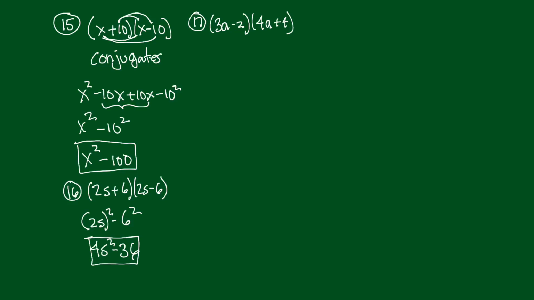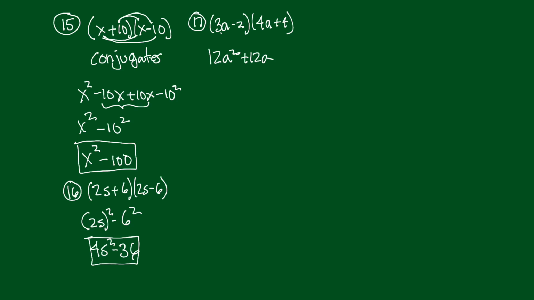Now 17, this just looks like a binomial times a binomial. So let's just multiply through. So we'll get 3a times 4a. I'm just going to do it. 3a times 4a, 12a squared. All right, and then what? 3a times positive 4 is 12a.